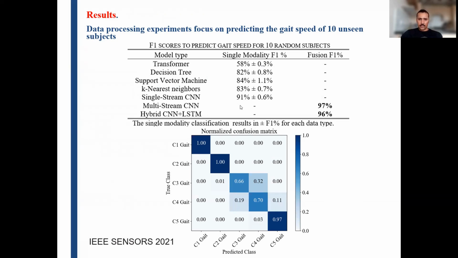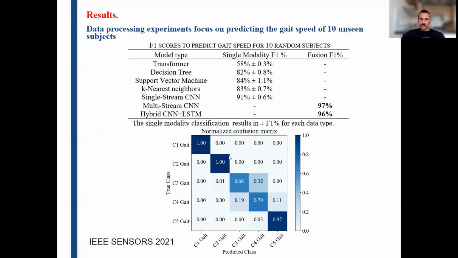And then the single stream, it shows that the convolutional neural network with 1 data actually performed less than the fusion, but much better than the other algorithms. So convolutional neural network is really suitable for gait. So we achieved high results.